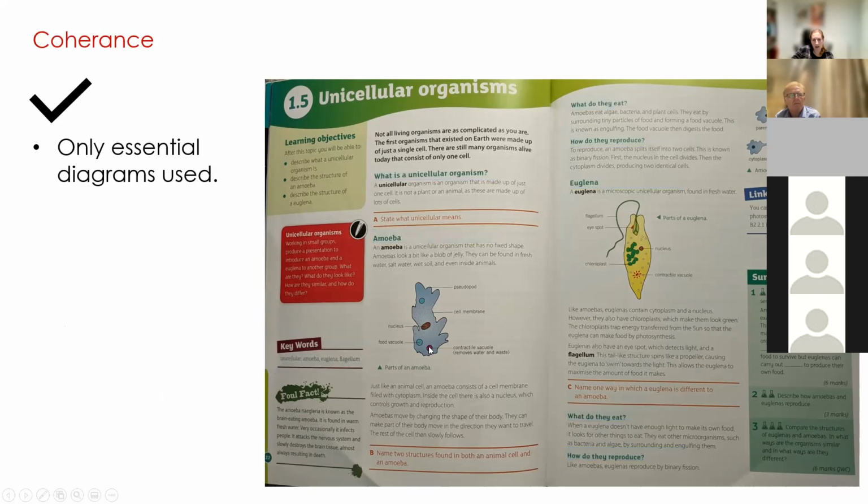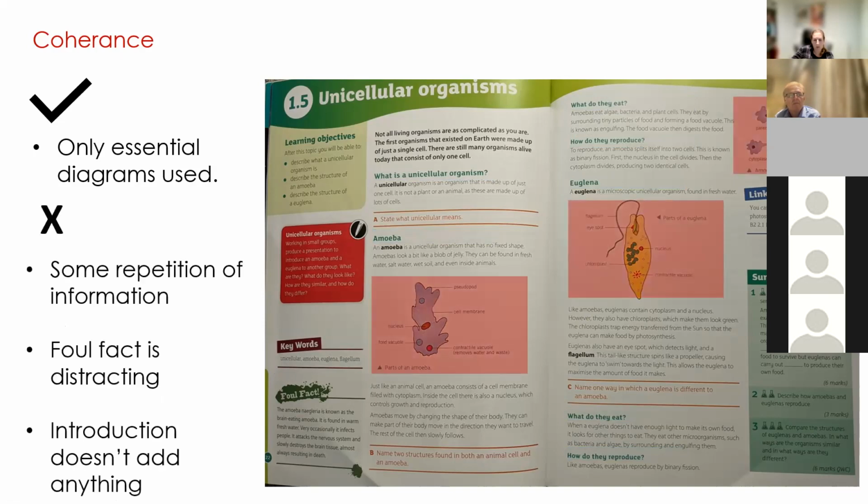Coherence, so yes, only essential diagrams. They've got a diagram of each of the organisms, plus they've got one to show how amoebas reproduce. So only essential diagrams used there. We've got a bit of repetition of information. So at the bottom here, we've got the parts of the amoeba. Well, we don't need that if we've got it in the diagram up there. So that's just filling space, I think.